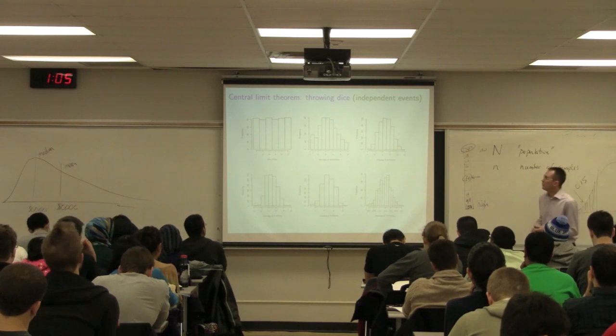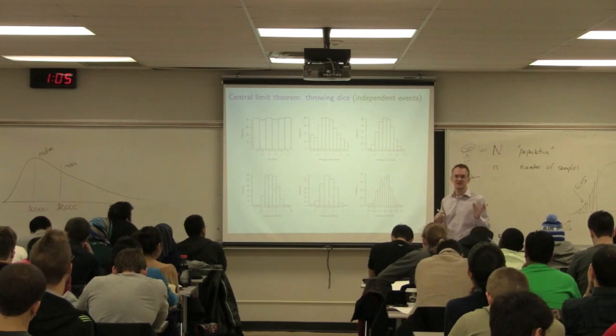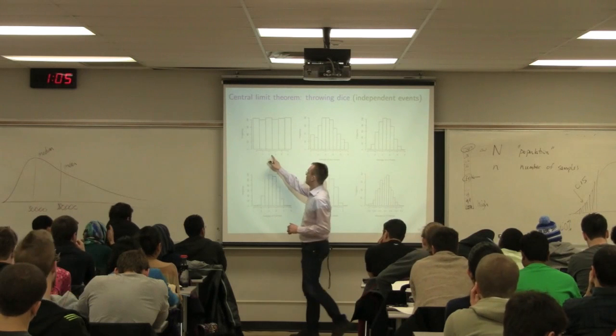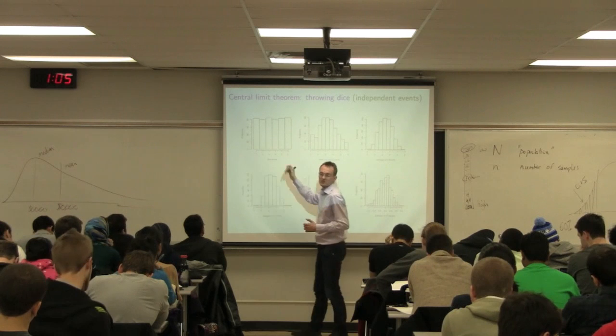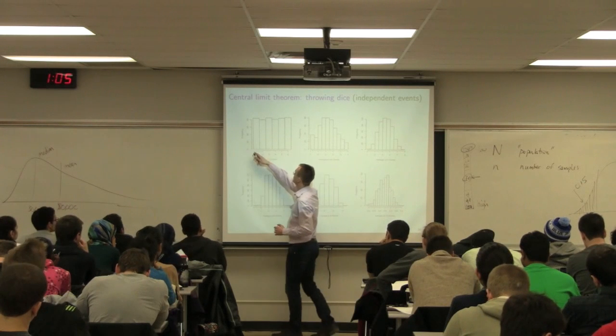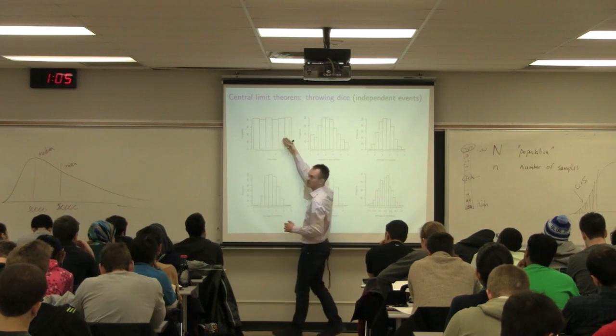Here's a slide where I'm throwing dice. A dice throw is an independent event. Let's accept that for now. I throw one throw, and that's going to be the histogram I get, a uniform distribution. So here I've thrown, I think, 500 times. I'm going to get 82, 83 throws of a 1, about the same for 2, 3, 4, 5, and 6.